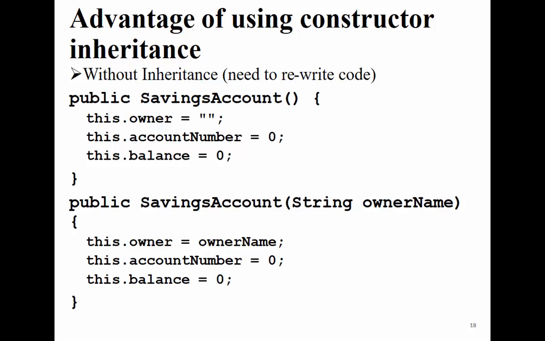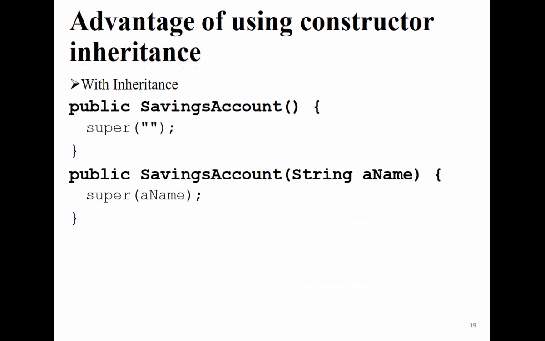So this is the advantage of using inheritance for the constructor, to call the constructor of the superclass. Without using inheritance, you have to create a saving account no-argument constructor, and you have to create a saving account with one argument, which is the owner name, and you have to initialize this. But with inheritance, you simply use public saving account, you call the super with an empty string, and public saving account, you give the owner name, and you just call the super. So we are able to call the constructor from the superclass.